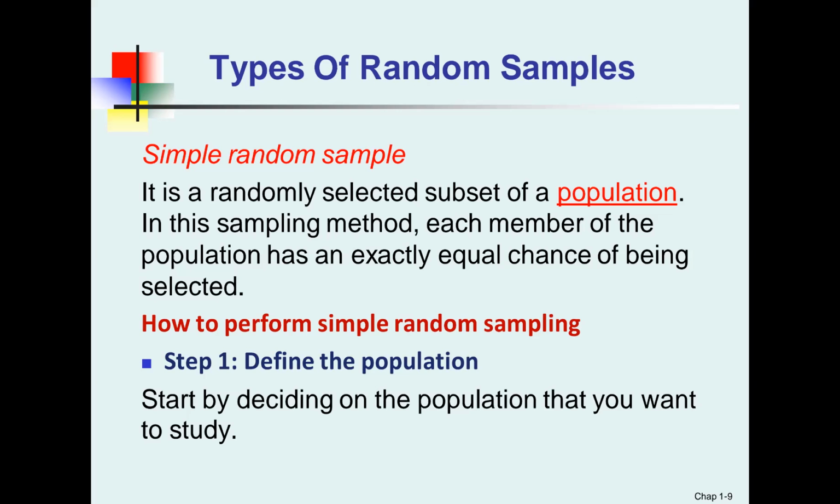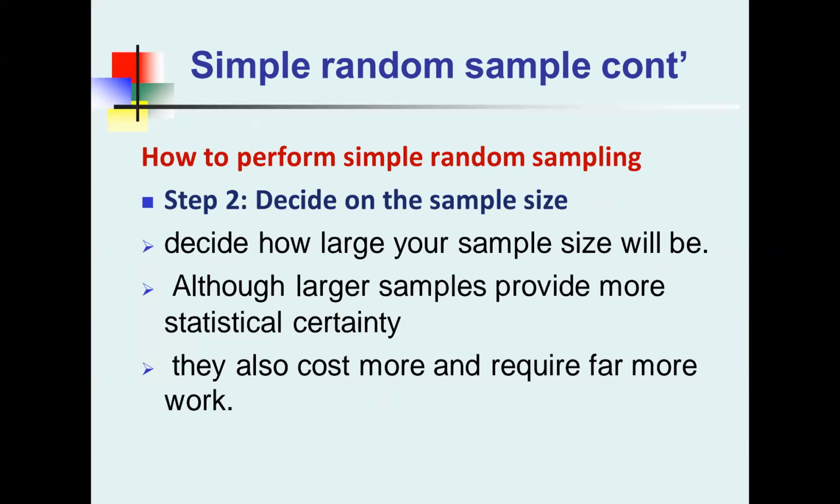So how do you perform the simple random sampling? Number one, you define the population. Now, what is to define the population? You start by deciding on the population that you want to study. That's defining the population. What population do you want to study? Is it the students? Is it the old people? What do you want to study? What is the population before you can select a sample?